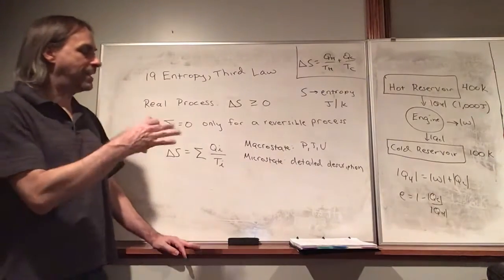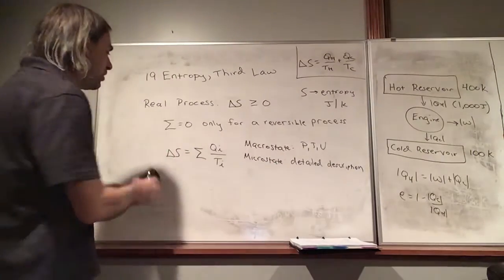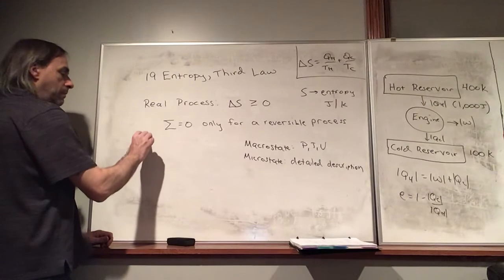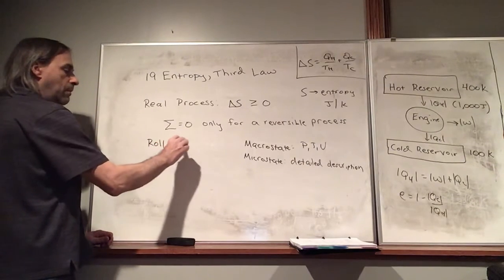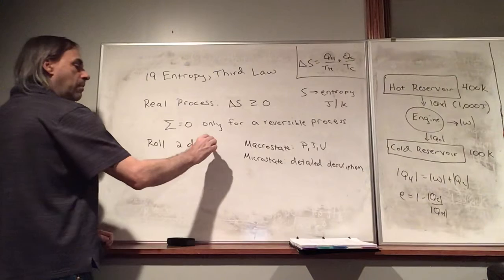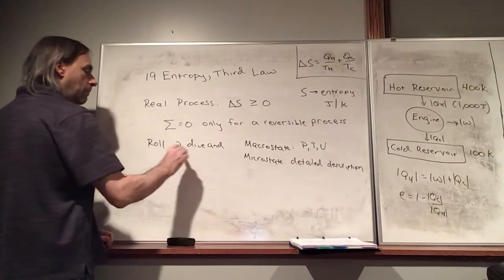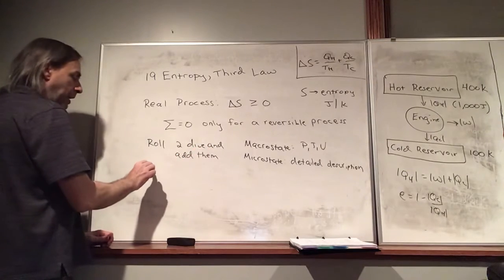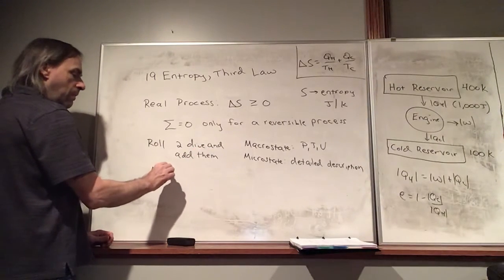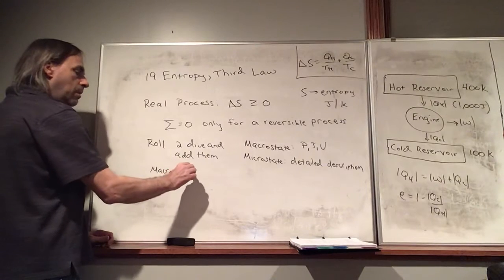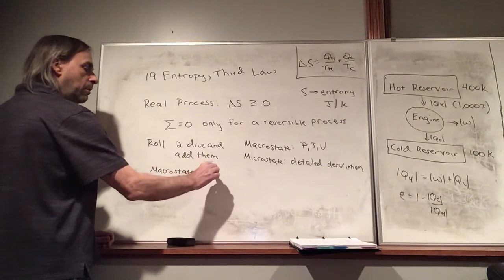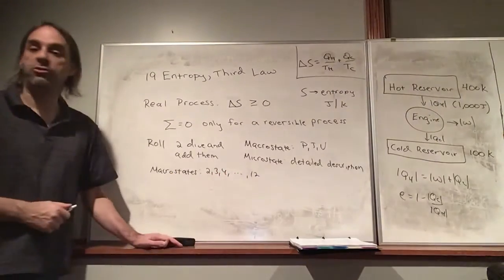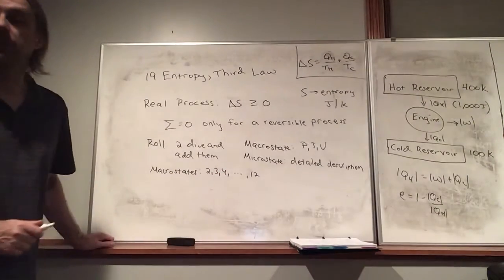So I like this kind of analogy. Let's keep a really simple example. Let's say we roll 2 dice, and we're going to take the sum. So the possible macro states in this case would be 2, 3, 4, all the way up to 12. So these are the macro states.